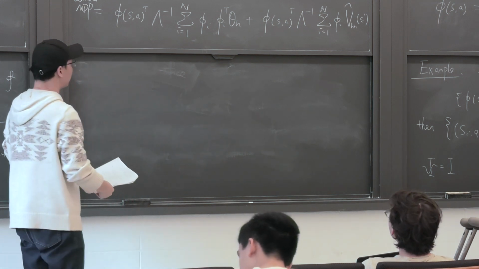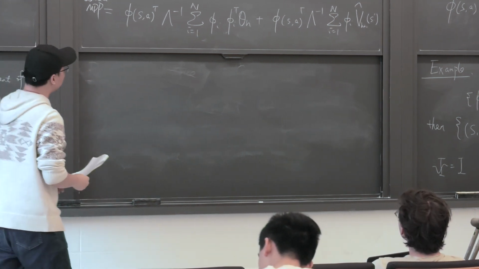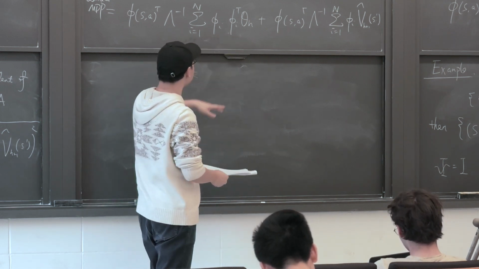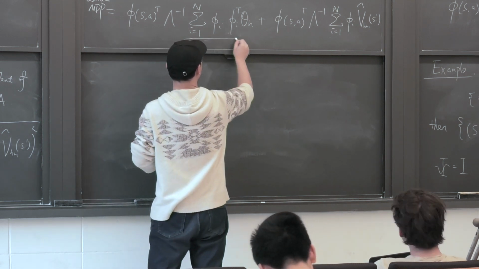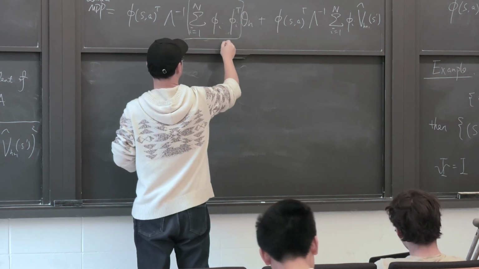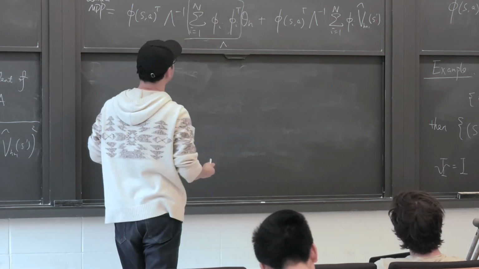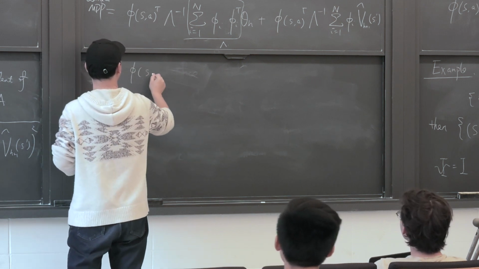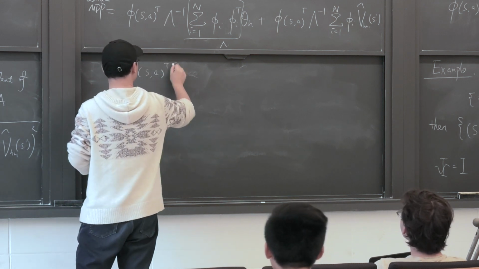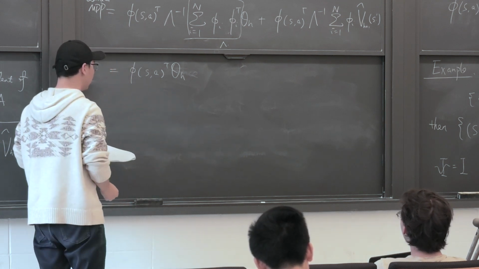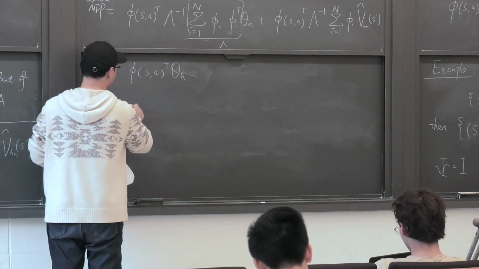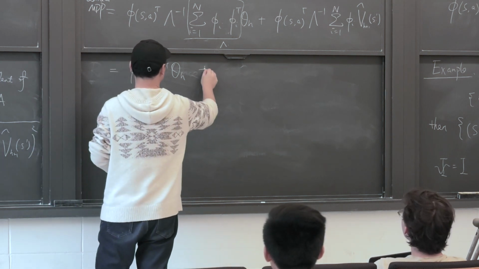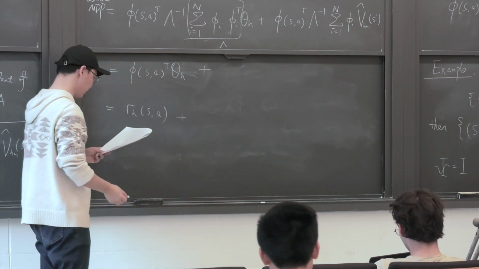So the first term, we have a very good structure now, because we can now do this summation of phi_i phi_i transpose. We know this thing by itself is lambda. So this lambda and lambda inverse cancel out. So it just becomes phi(s,a) transpose theta_h. And we know later this is equal to r_h(s,a). So this is very good. So now how do we handle the second term?